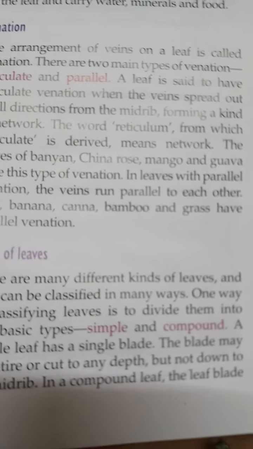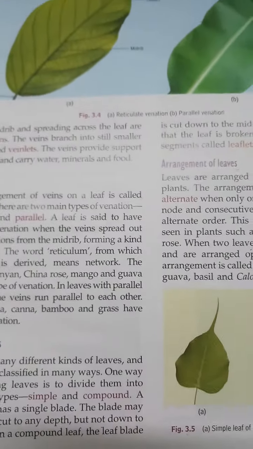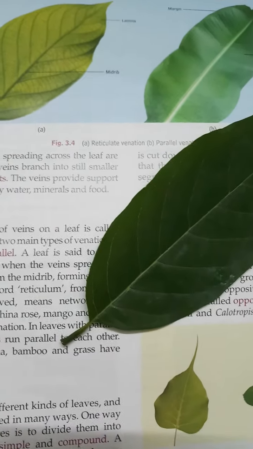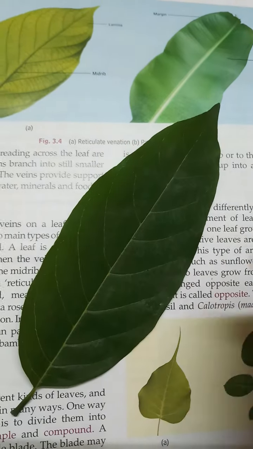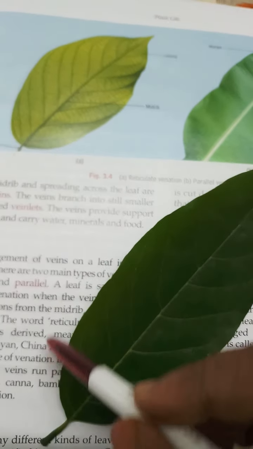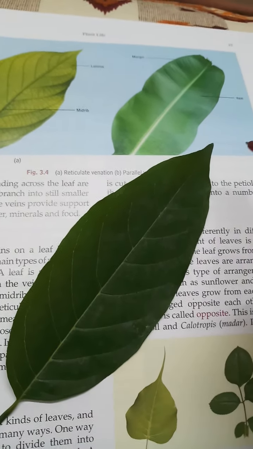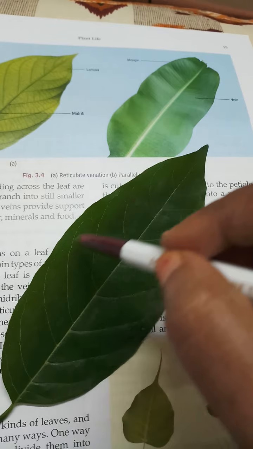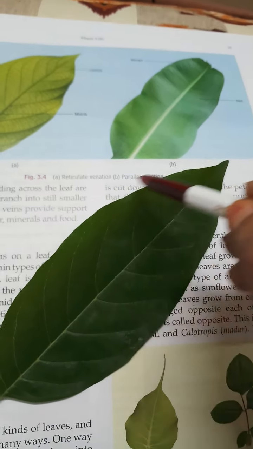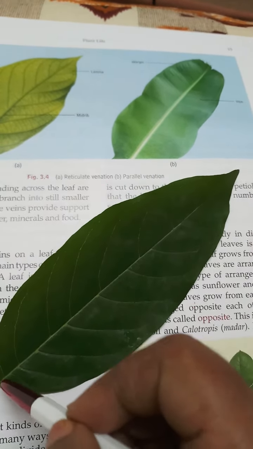Then there are different kinds of leaves. Some leaves we can call a simple leaf. In a simple leaf, the leaf blade may be entire, not cut into depths. It starts from the petiole and completes one round, or it may be entire, not cut anywhere, and it ends like this.